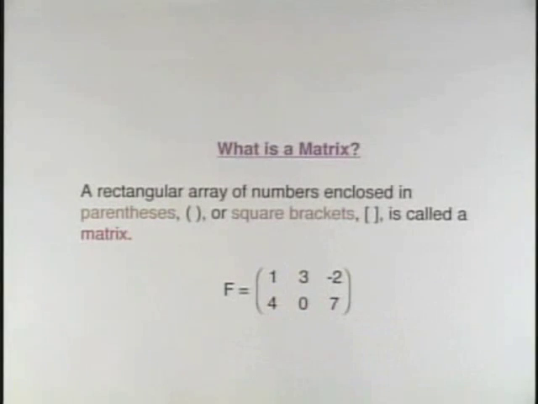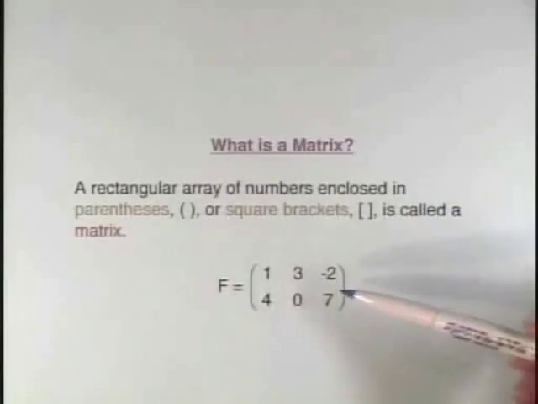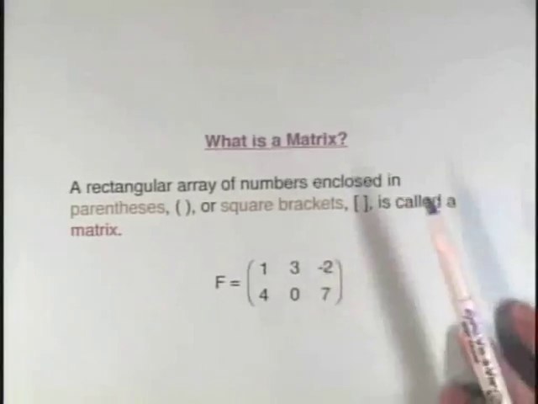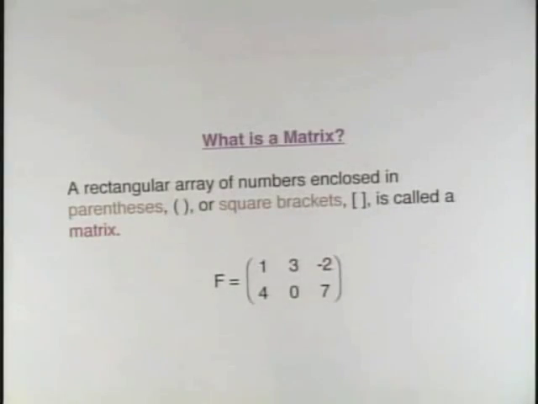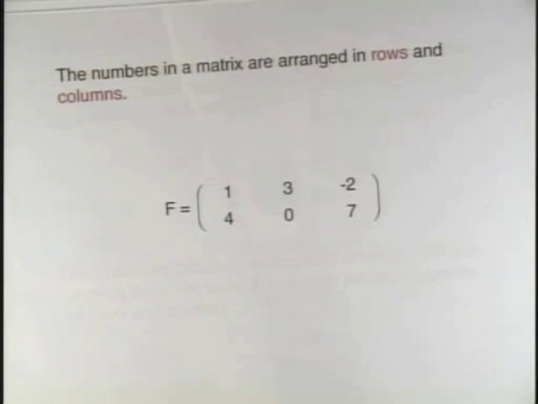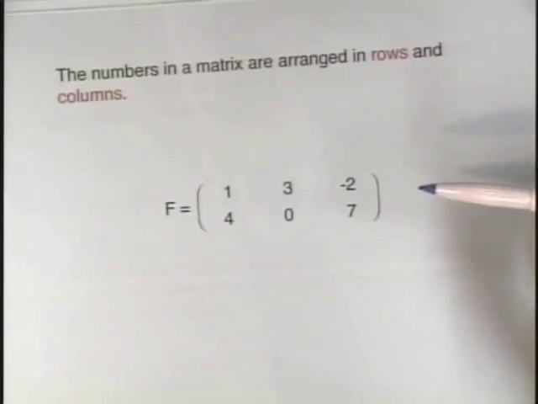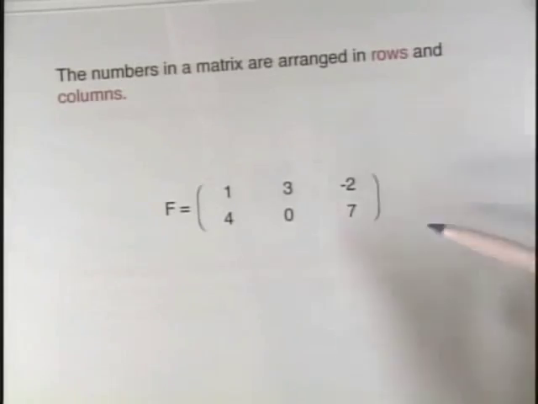What is a matrix? In simple terms, a rectangular array of numbers enclosed in parentheses or square brackets is called a matrix. For example, F, shown here, is a matrix. It's a rectangular array enclosed in parentheses. The numbers in a matrix are arranged in rows and columns. Matrix F has 2 rows and 3 columns.